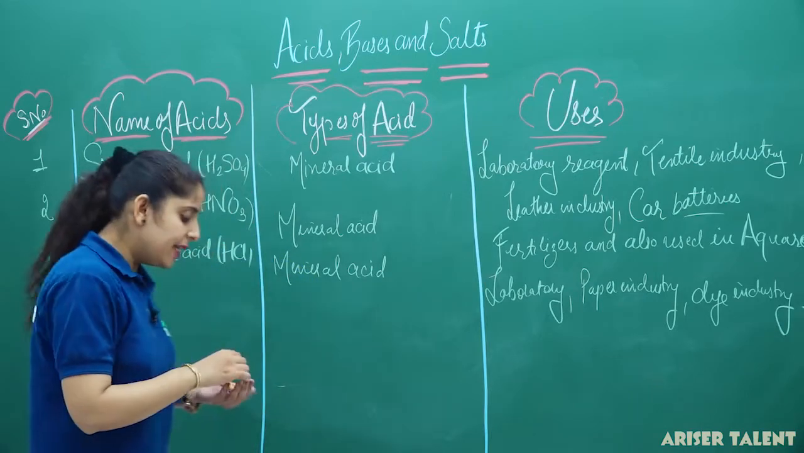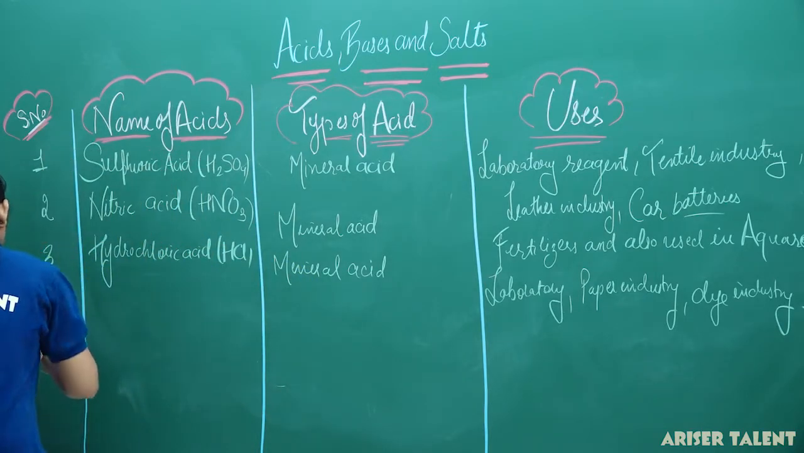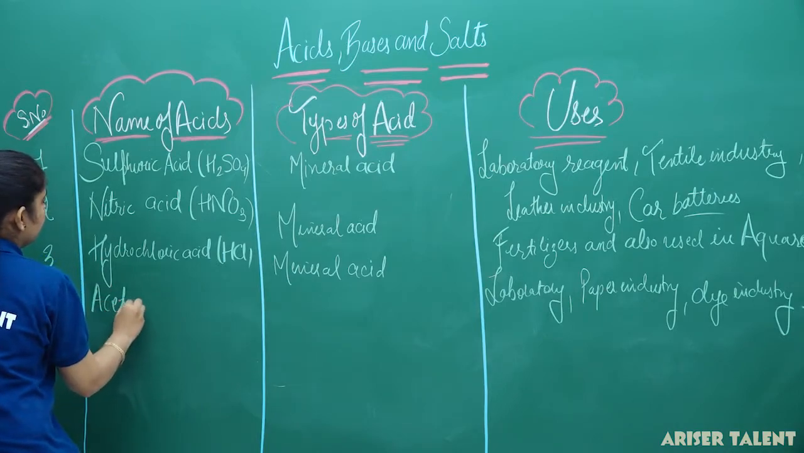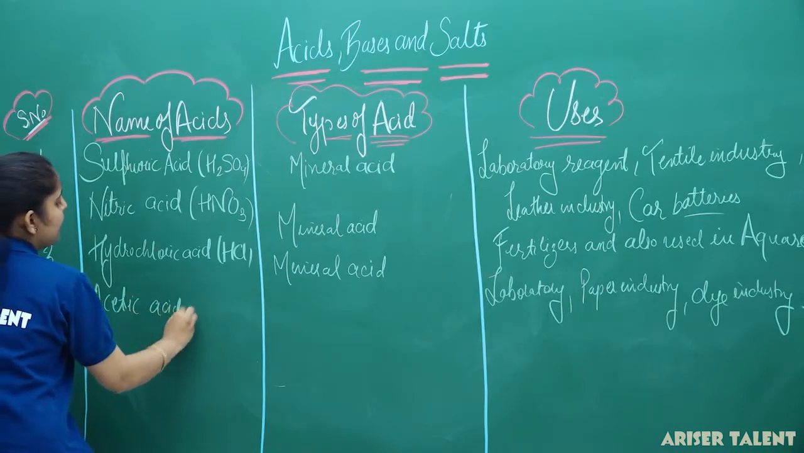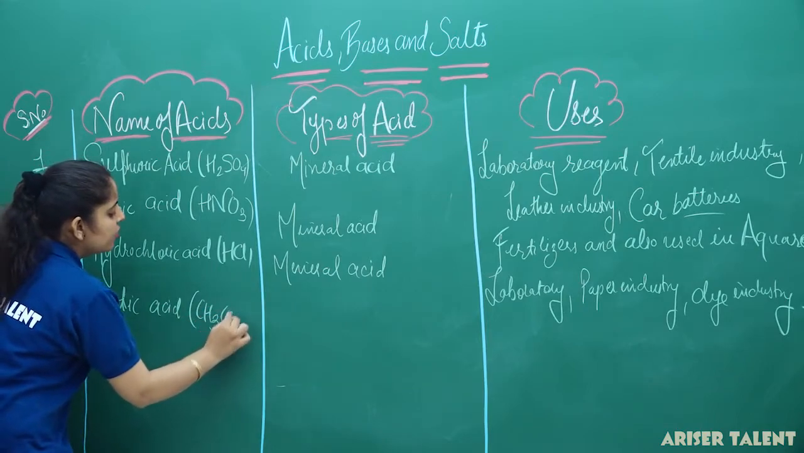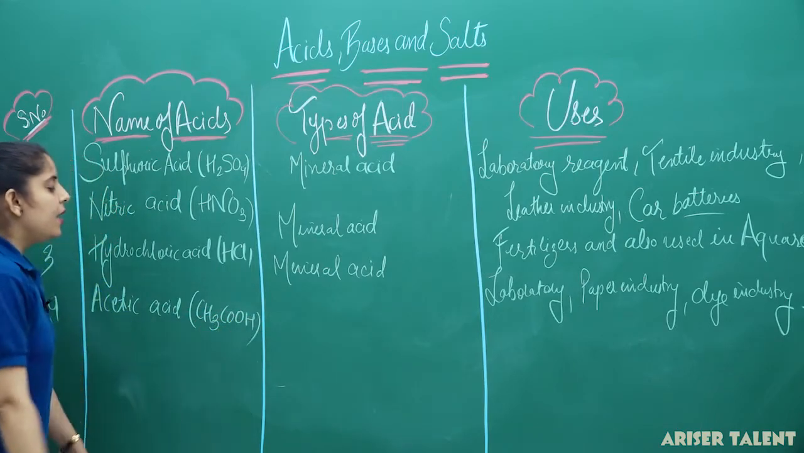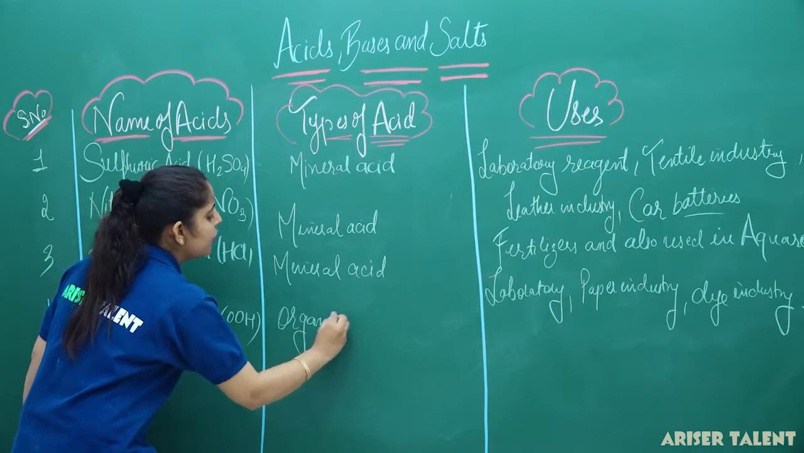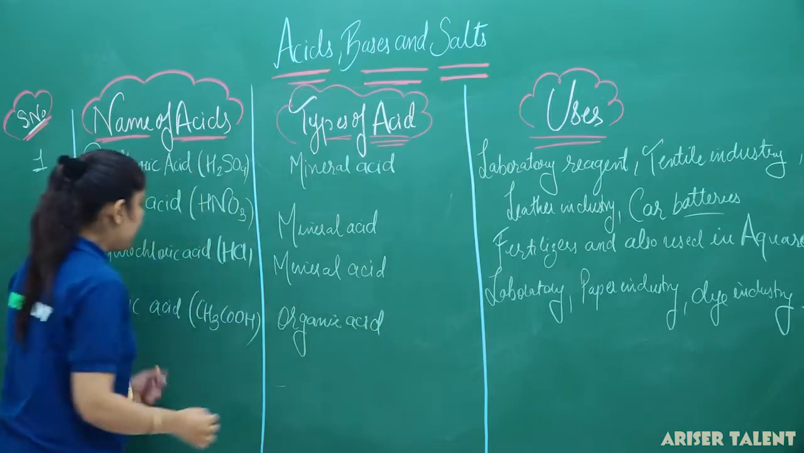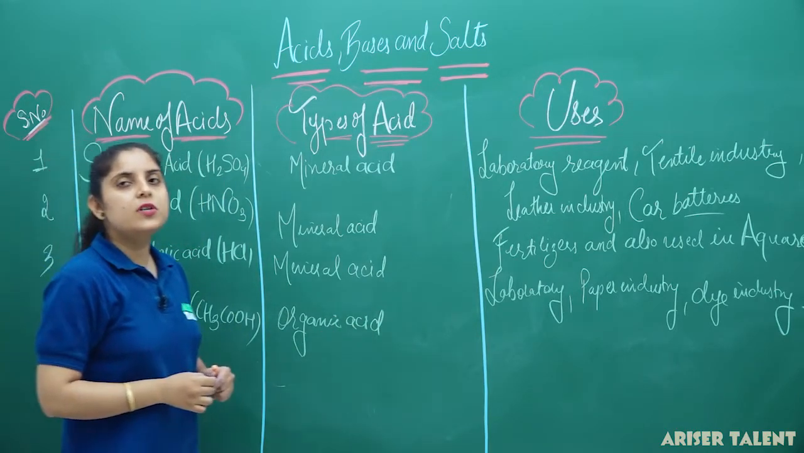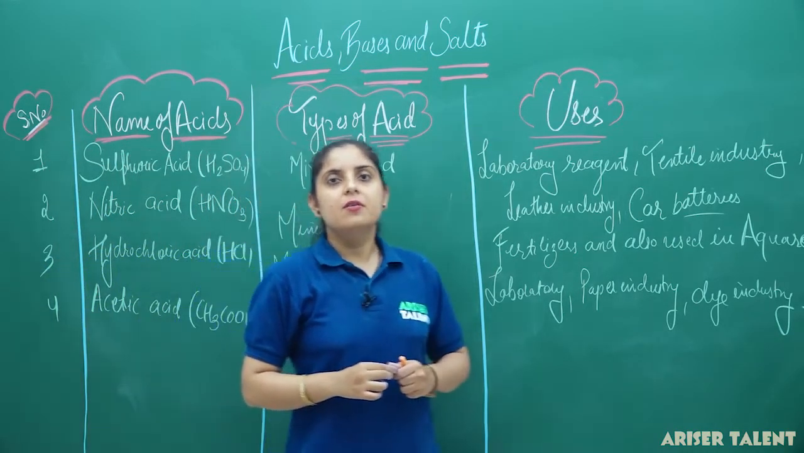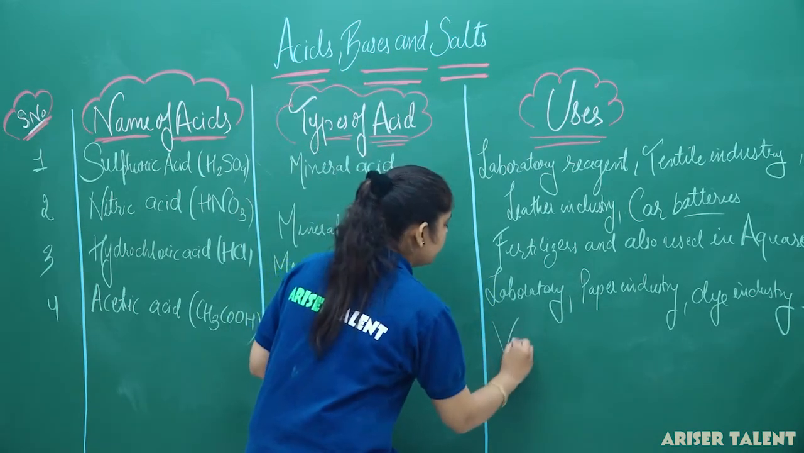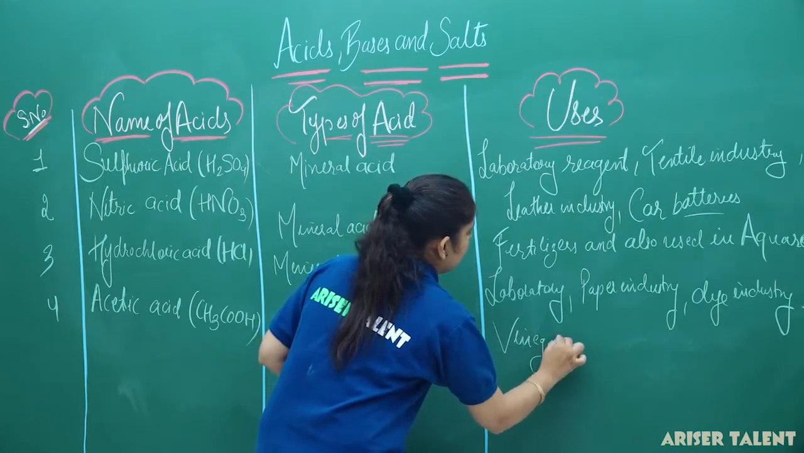Now, the next acid you have is acetic acid. Acetic acid is CH3COOH, and this is not a mineral acid, it is an organic acid. Acetic acid is used as vinegar in making fast foods and junk foods. So this is vinegar in foods.